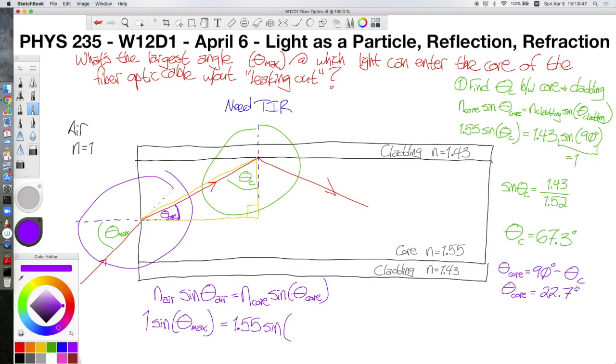So our angle for theta core that we have here is 22.7 degrees. So we plug in 22.7 degrees down here, and we grind through the math to get our final answer that the maximum angle the incoming light ray can make with the normal to the surface of the core is 36.7 degrees. Any higher than this, and the light will leak out the sides of the fiber optic cable, thus rendering the fiber optic cable useless.